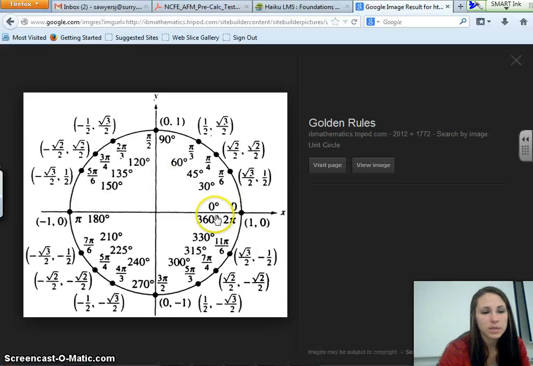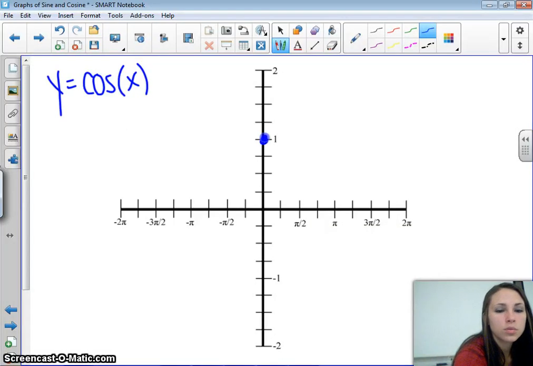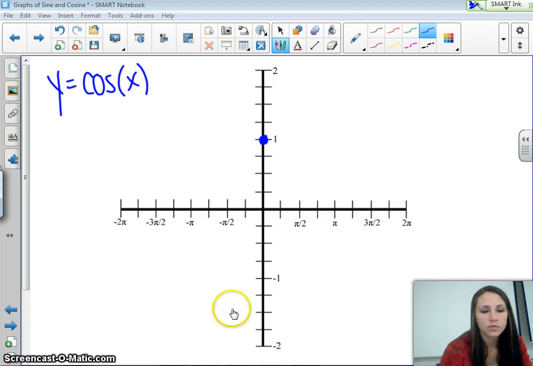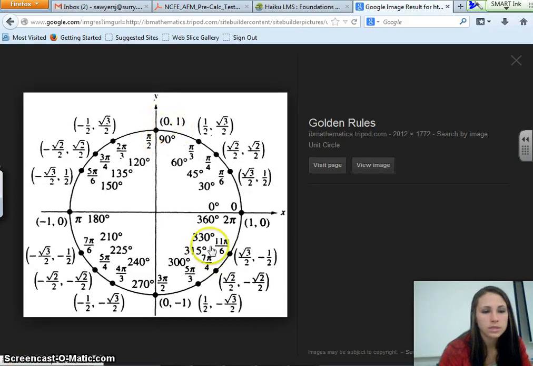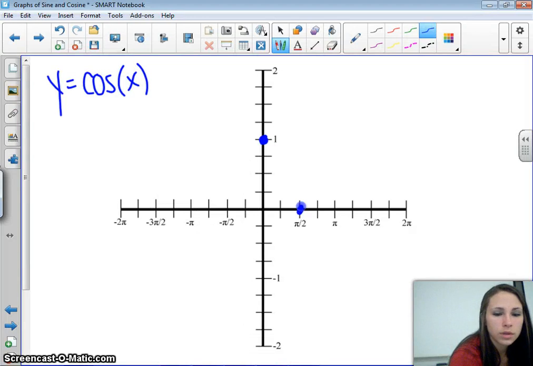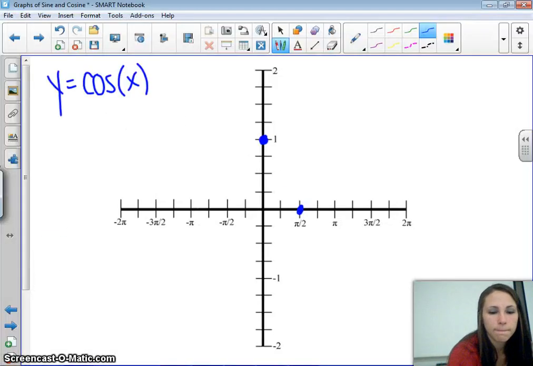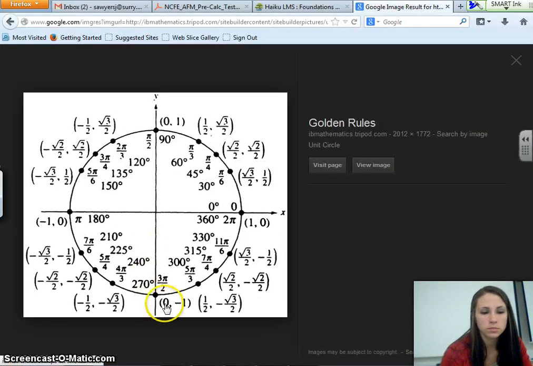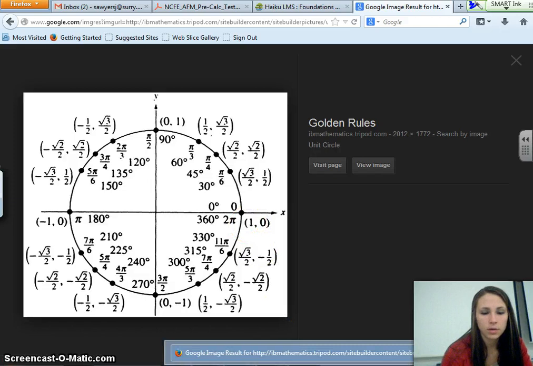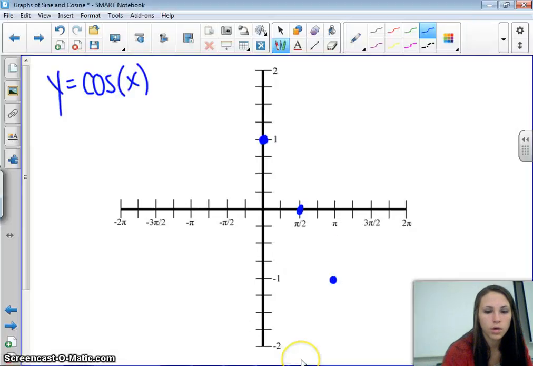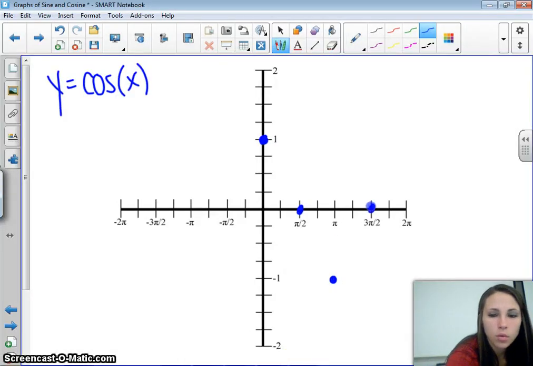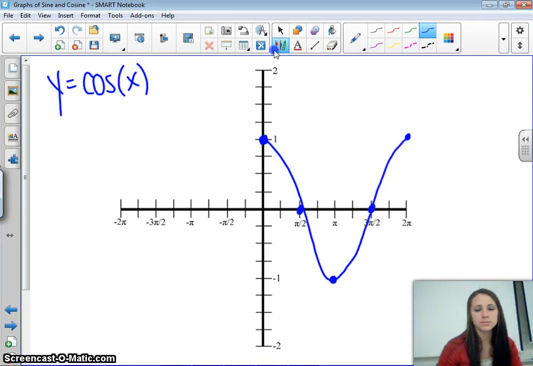So at 0, cos x goes with 1. So 0 goes up to 1. At pi over 2, I'm going to go to 0, so through the x-axis. At pi, I'm going to go to -1. And then at 3 pi over 2, it's going to be back at 0. And then at the end, at 2 pi, I'm going to be at 1. So 0 right here, and then 1 on the end. And so then my positive side of cosine looks like this.